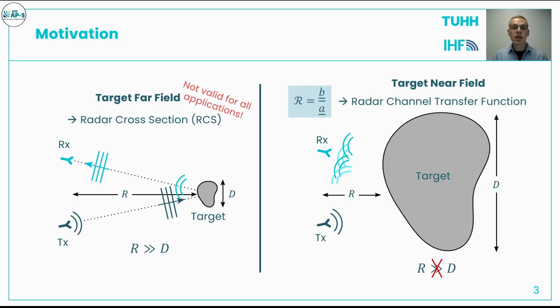To describe scattering in such a target near-field environment, we introduce the radar channel transfer function. It is given by the ratio of the power wave A that feeds the antenna and the power wave B that is received in the antenna terminal.